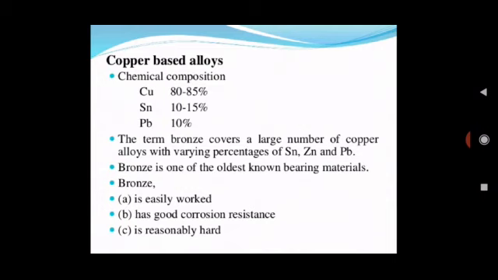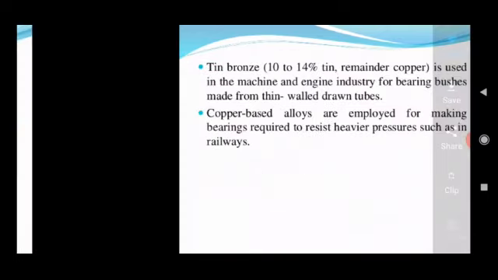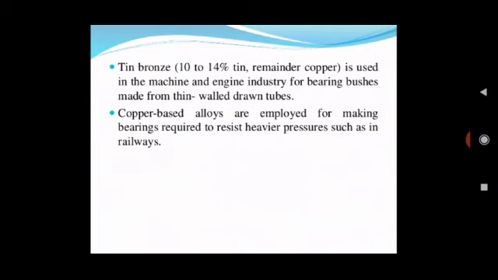Bronze is the composition of copper and tin, and that is one of the oldest known bearing materials too, and the reason is it has good corrosion resistance. It is hard and easily worked. We can see what is tin bronze, 10 to 14% tin, and the rest, that is 90 to 86% copper.